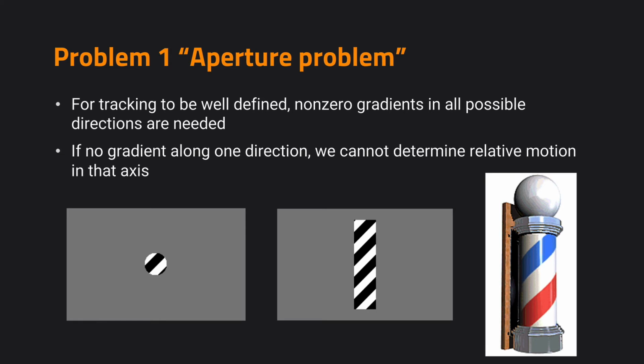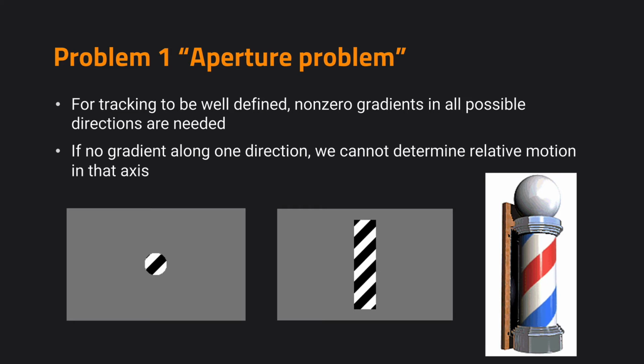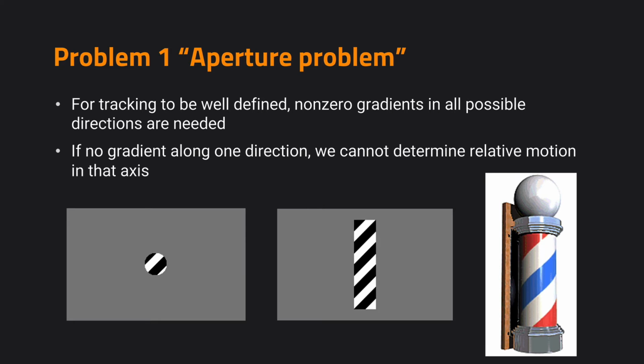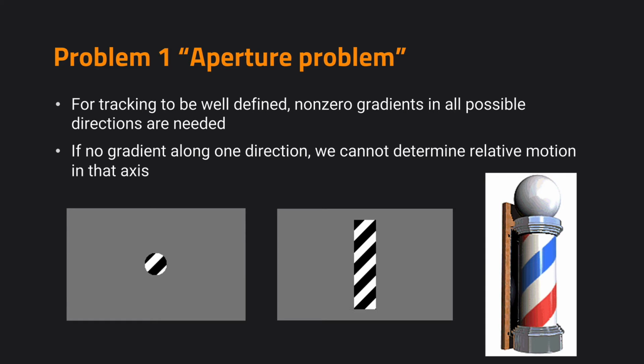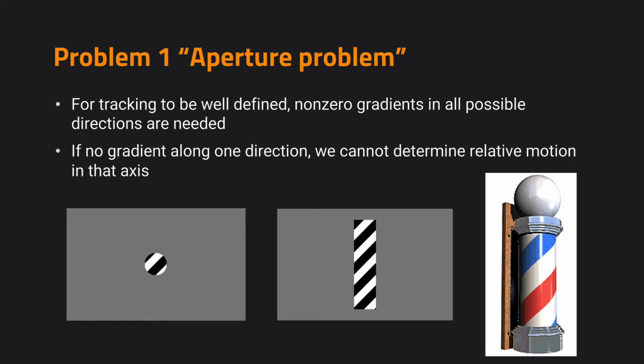As you can see, if you are only looking at part of the barber pole, depending on which area you are looking at, it's actually very hard for the human visual system to decide where the stripes are moving. We know that the barber pole is actually rotating, but if we only look at part of the pattern, we have the illusion that the stripes are moving upwards, or moving in the vertical direction.